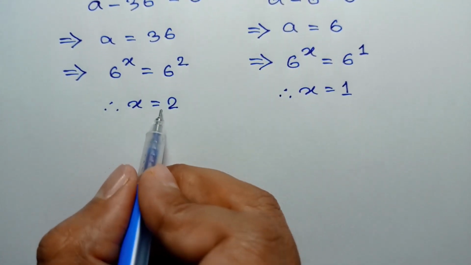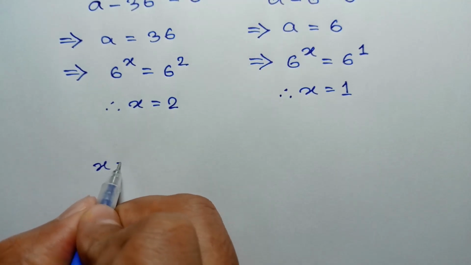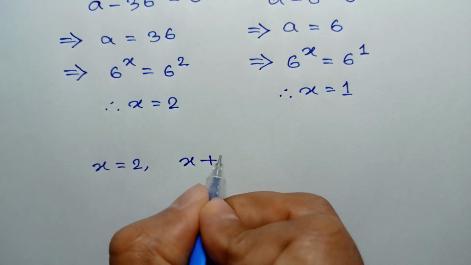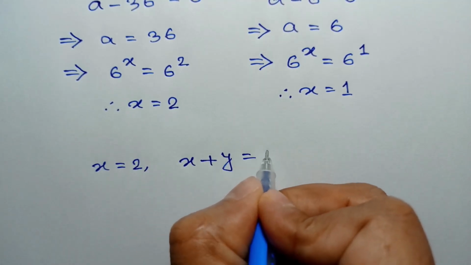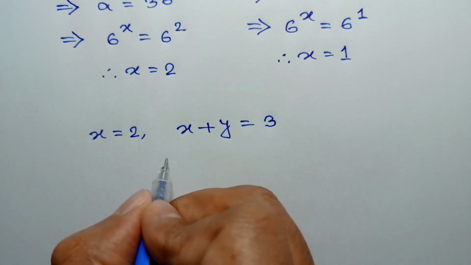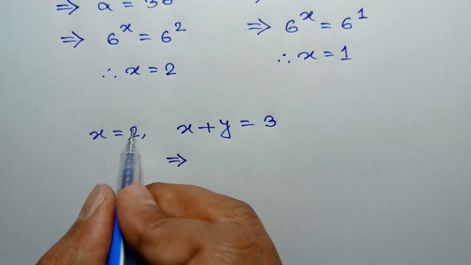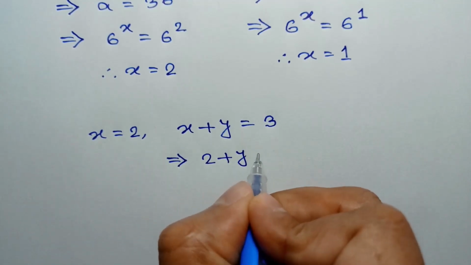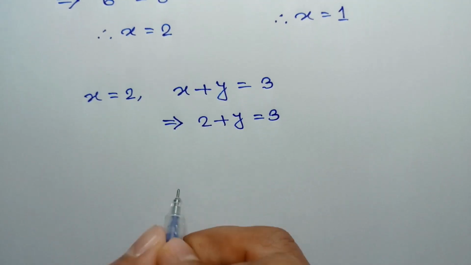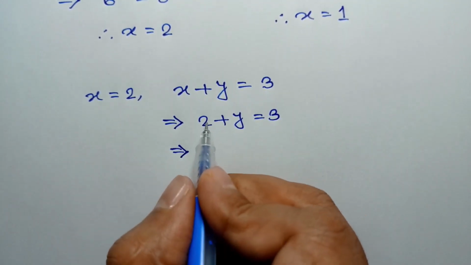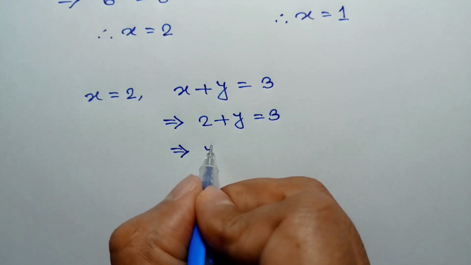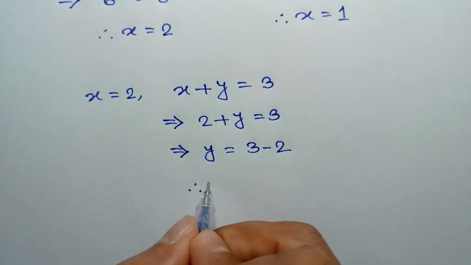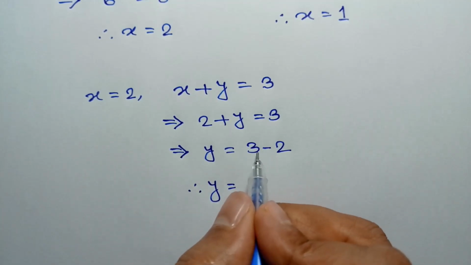Now, when x is equal to 2, from equation 2, x plus y is equal to 3. Substituting the value of x is equal to 2, we can write 2 plus y is equal to 3, or taking this 2 to the right side, we can write y is equal to 3 minus 2. So the value of y is equal to 3 minus 2, which is 1.